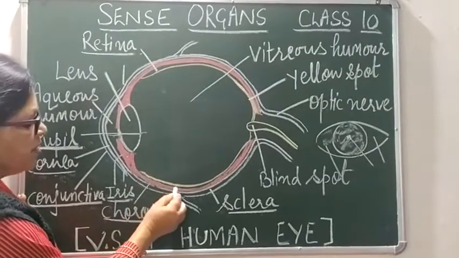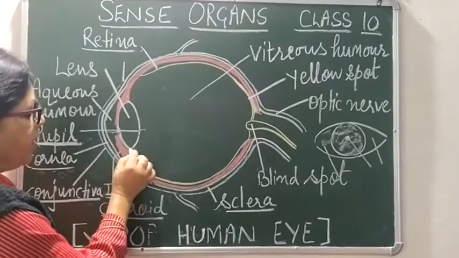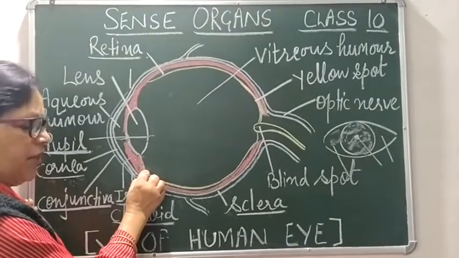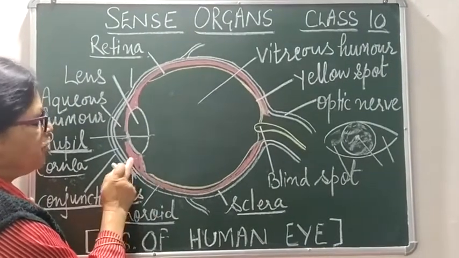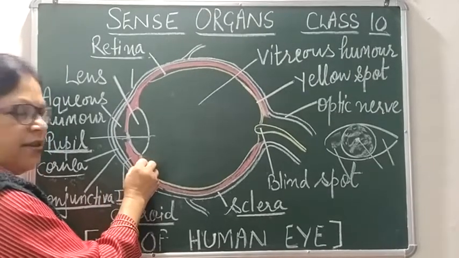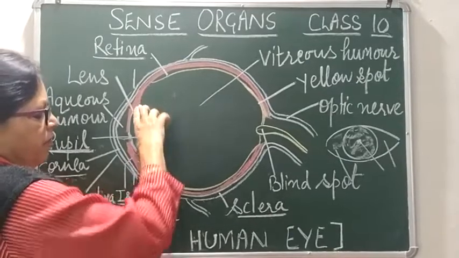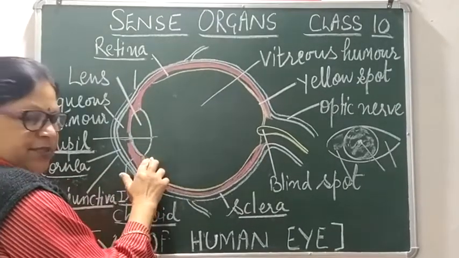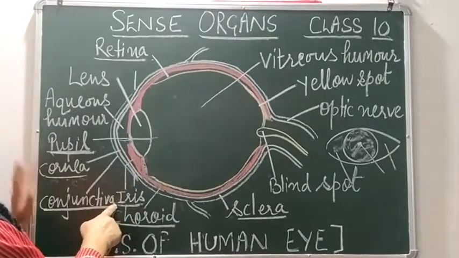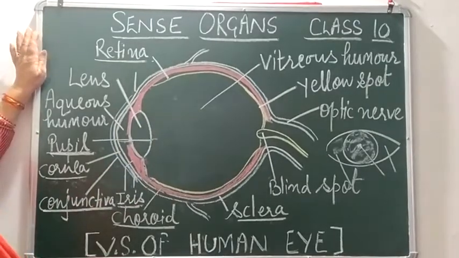See, this is the choroid, the expanded part is called the iris, and this part is the ciliary muscles or ciliary body. At the junction of the iris and choroid there are suspensory ligaments. These suspensory ligaments on both sides hold the lens in its position. And the ciliary body may change or alter the shape of the lens.